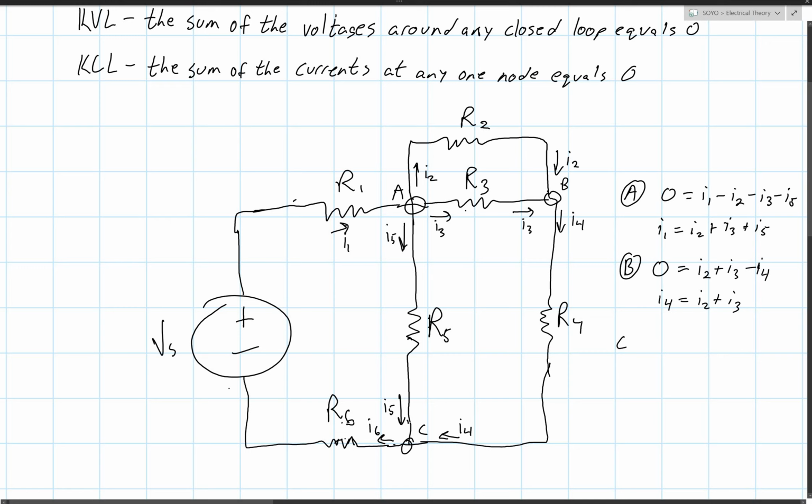And then again, looking at C, we see I4 is coming in. 0 is equal to I4 plus I5, because I5 is also coming in, minus I6. So then I6 is equal to I4 plus I5. So that's kind of the basics of everything.